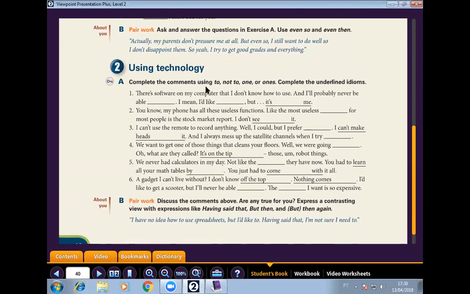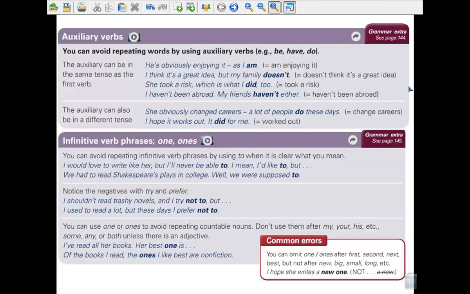Now we have to complete the comments using "to," "not to," "one," or "ones," okay? Coming back here, we have infinitive verb phrases, one and ones. Remember that we can stop at "to" in order to avoid repeating the verb again, as we have in these two examples. I would love to write like her, but I'll never be able to write like her. It's not necessary to repeat "to write like her." If I stop here, there is a complete meaning, so you understand everything, okay?